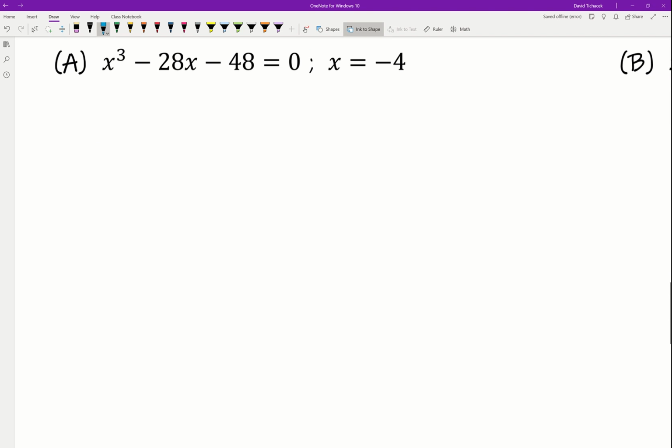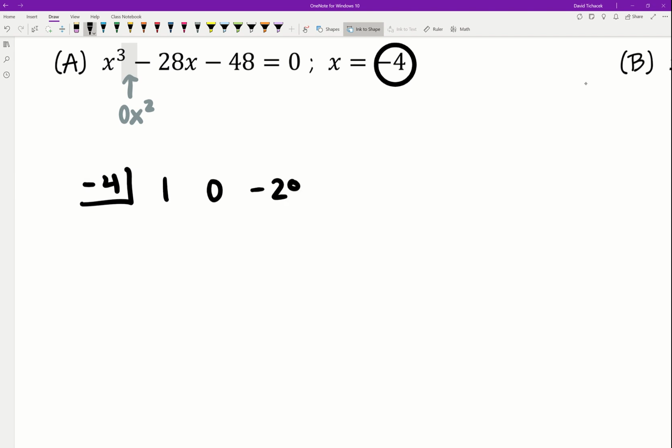And so here we have this example. We are given this polynomial equation, and we're given this value for x. One of the things we need to check is that our polynomial is written in standard form. I do believe that it is. We need a placeholder for our x squared term, so we'll say plus 0x in the polynomial, and then set up our synthetic division. The number we want to test is -4. We list out all the coefficients and the constant of the polynomial: 1, 0, -28, -48, in that order.